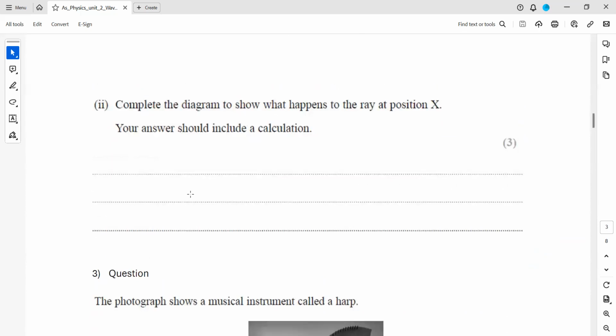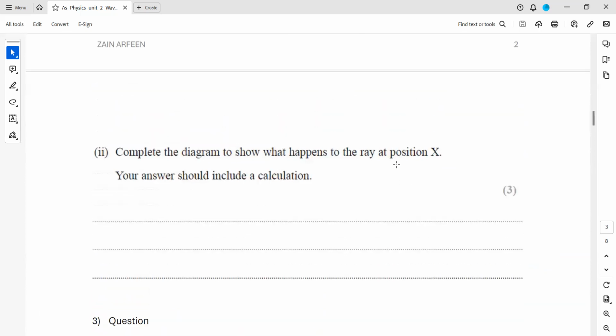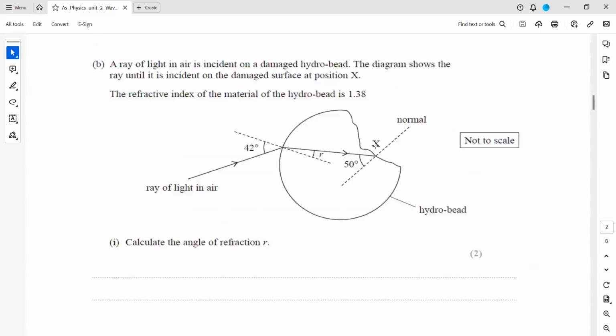Complete the diagram to show what happened to the ray at position X. And your answer should include calculation. Now, first, if you want to complete, here it is moving from hydrobead to air. We have to check the critical angle. So how to work out the critical angle? n is equal to 1 over sine C. You can use it here because air is there. Or you can also use the same formula, n1 sine theta 1 equals n2 sine theta 2.